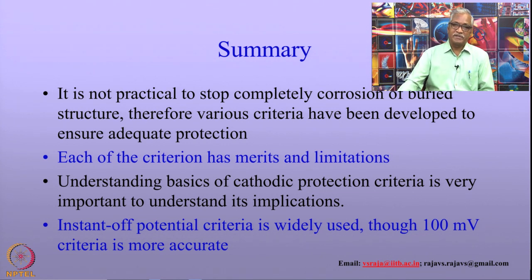If you look at all these criteria, the instant off potential criterion is very widely used, and it is more reliable than the minus 0.85 volt criterion, though the 100 millivolt criterion is more accurate. It gives you the extent to which the pipeline is polarized.